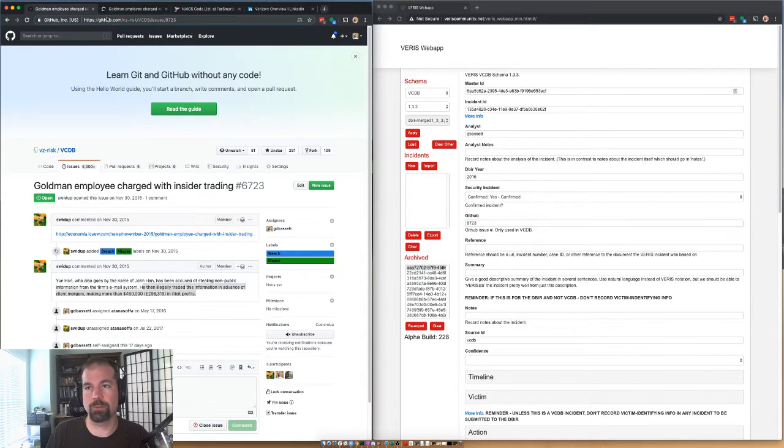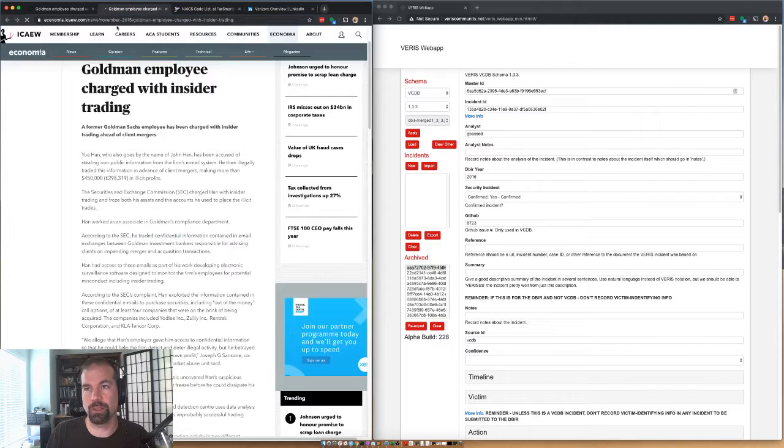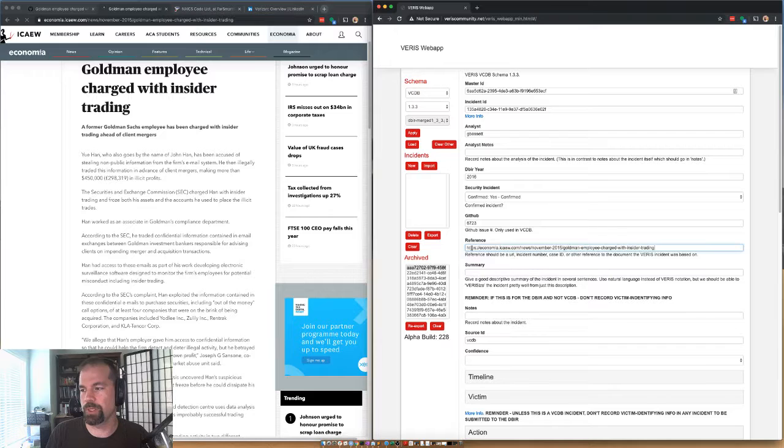We also want to put the reference, which is the link, so that this is helpful when we go and deduplicate records, because public breaches can enter our data set in multiple ways. For anything that's public, we generally have to do a little bit of work to deduplicate it. Say, insider trading based on email.